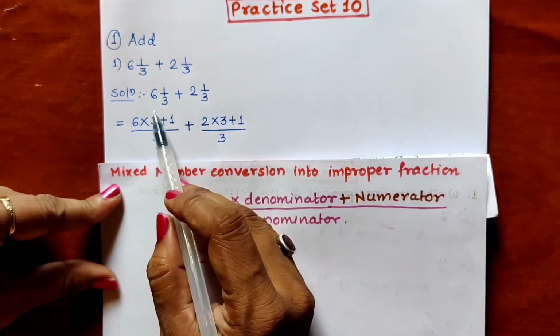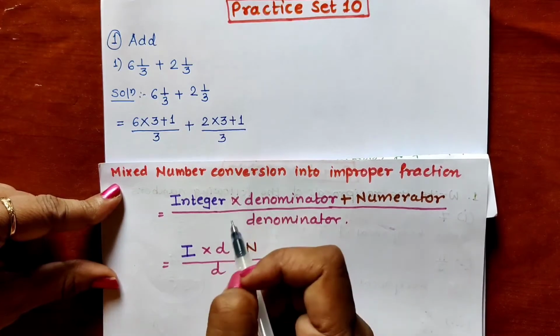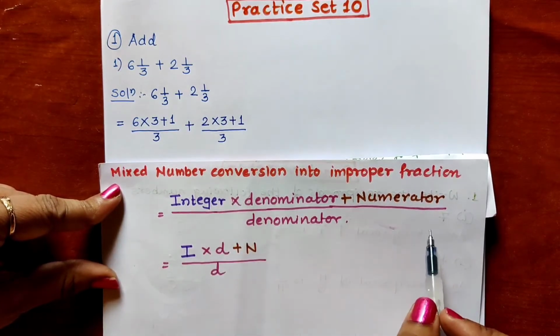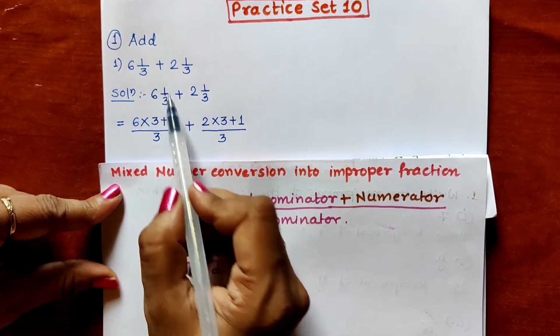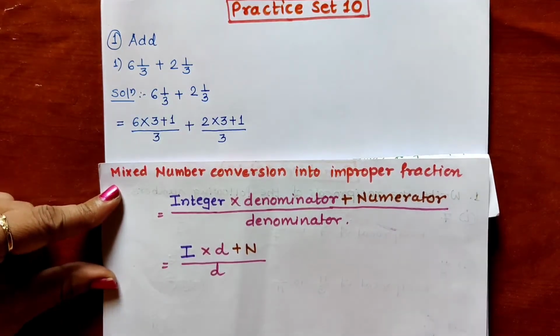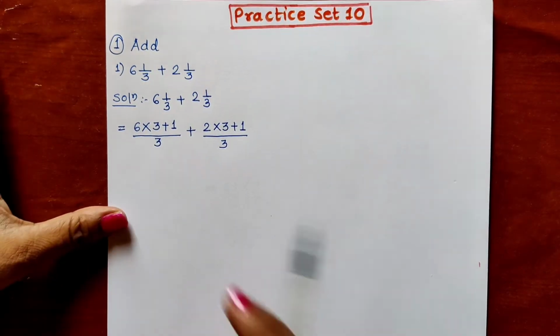So when we want to convert a mixed number into an improper fraction, always keep this in mind. We have to use this formula. So it becomes very easy: integer into denominator plus numerator upon denominator. Now let us solve this. We will write the direct answer.